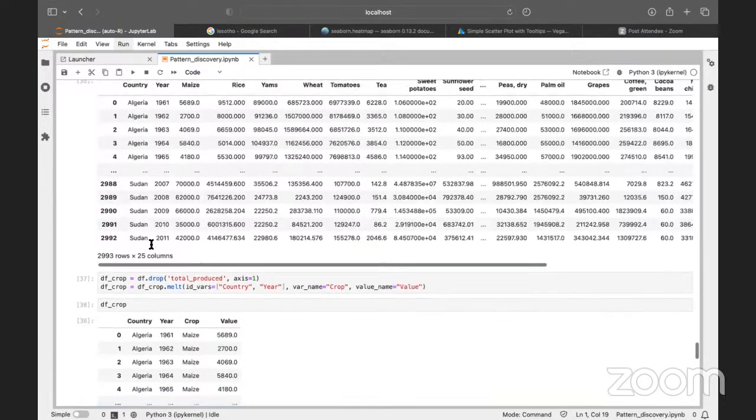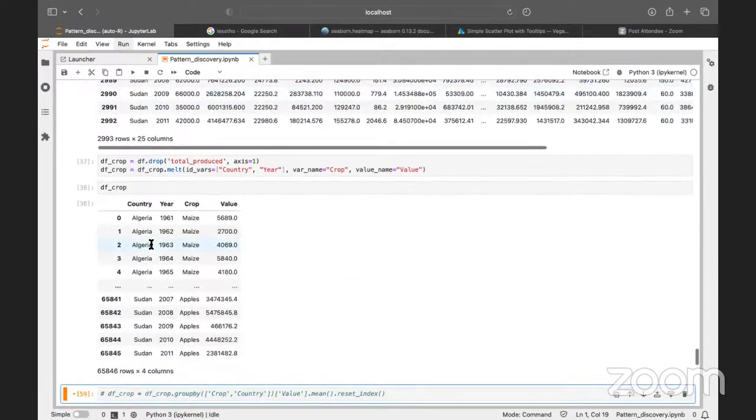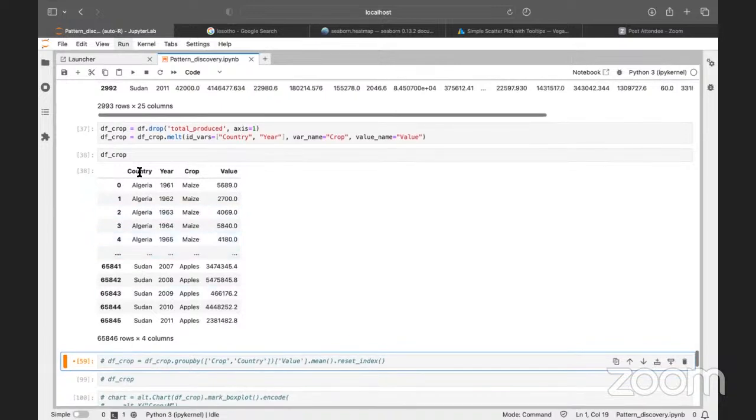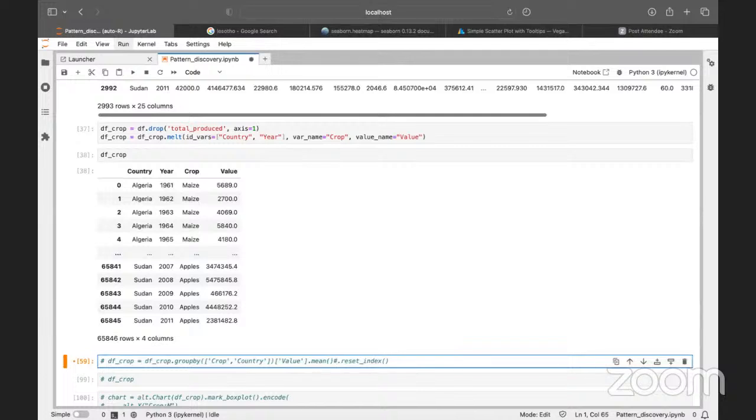Okay, and then remember we said that we want to see the distribution of the various crops. So the next thing we are doing is to group by the country and the crop, and then we'll take the mean, because we just want one value per country kind of thing. So we'll take the mean of the value after we've done the grouping. If I do this, let's do this first. And then let's see.